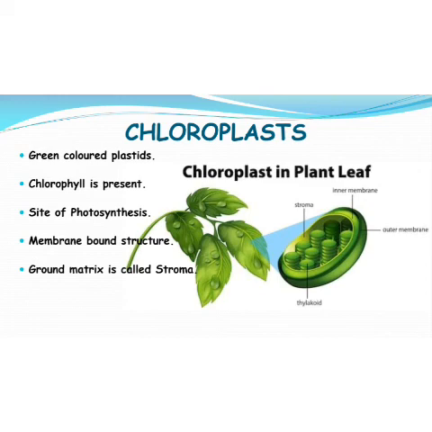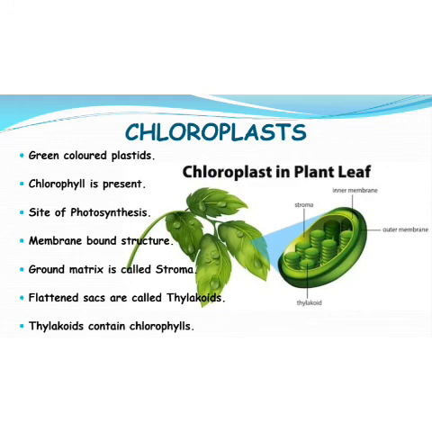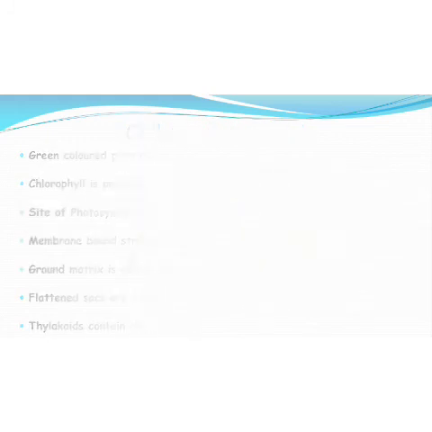If you look at the structure, you will be able to see stacks of coin-like structures. Those stacks of coin-like structures, which are also flattened sac-like structures, are called thylakoids. So flattened sac-like structures present within chloroplast are known as thylakoids. And these are those sacs which contain chlorophyll in them. Right? In the next slide, we will discuss the structure of the chloroplast descriptively.